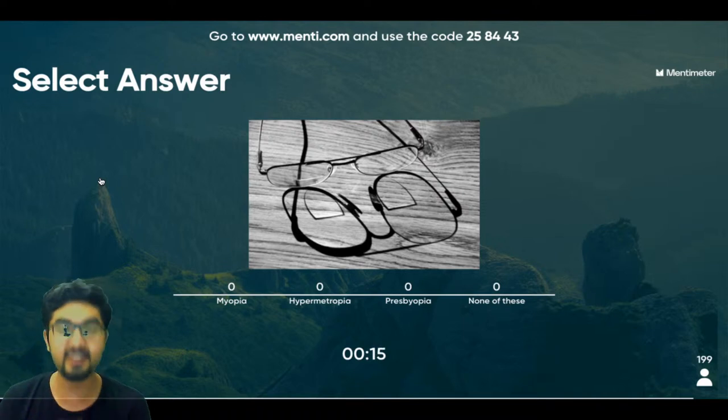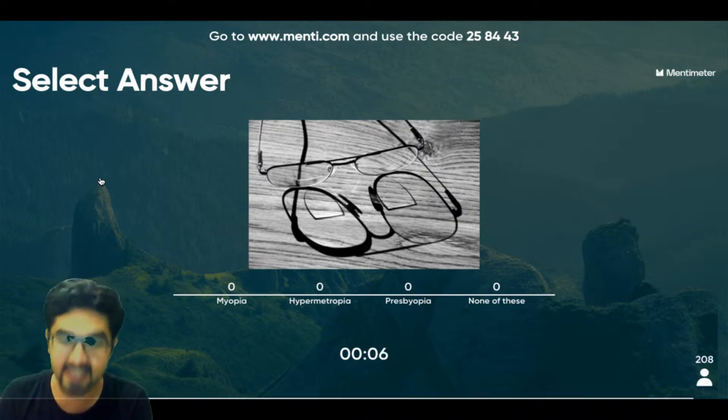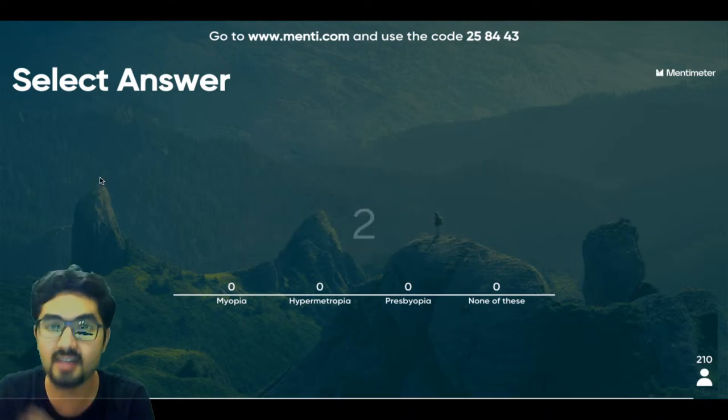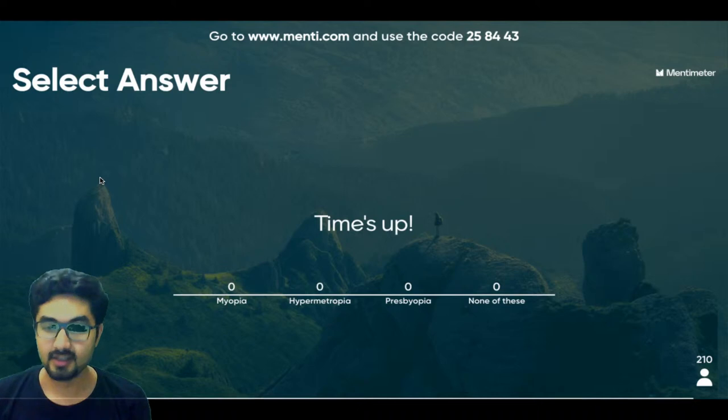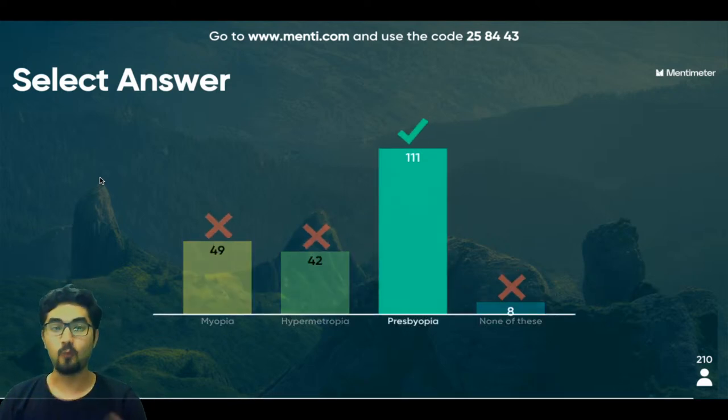Let's see, 15 seconds left, 13 seconds, 12 seconds, 11 seconds, 10 seconds, 8, 7, 6, 5, 4, 3, 2, 1, boom. So let's see how many of you have done this correctly. 111 people have done this correctly.